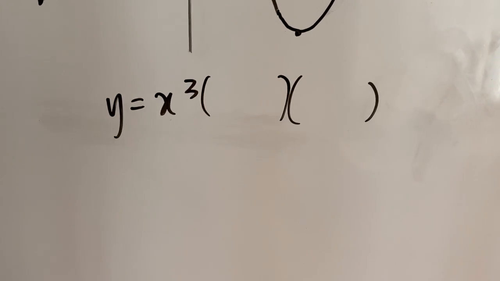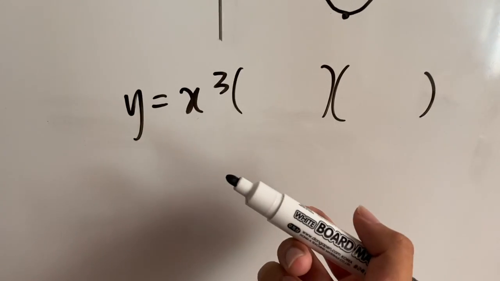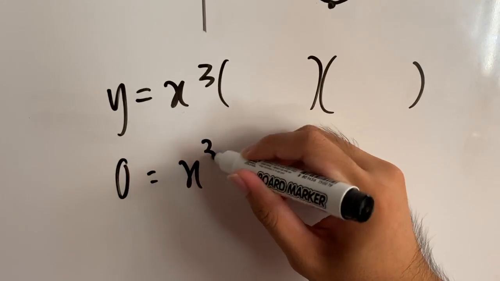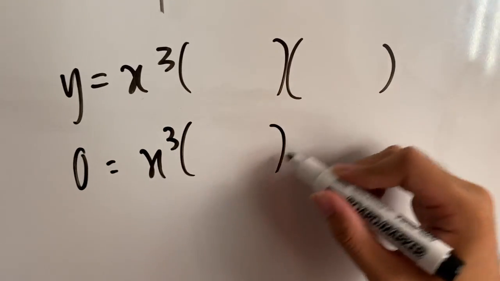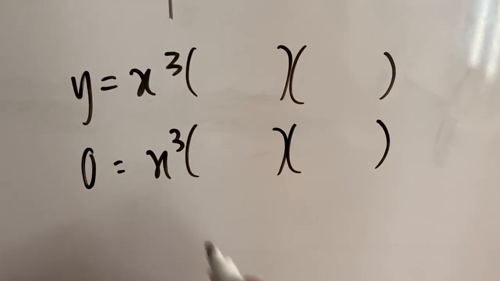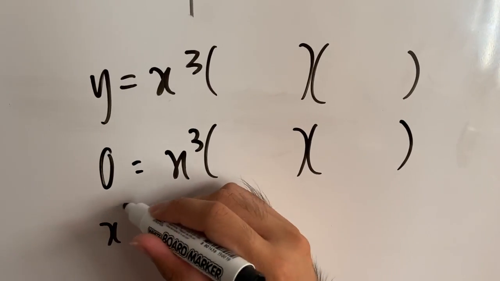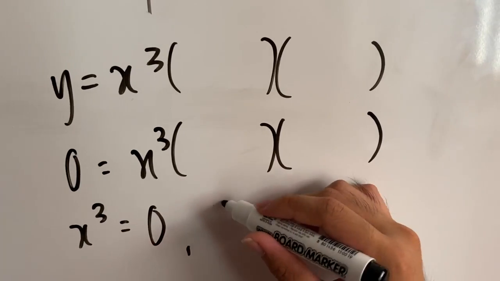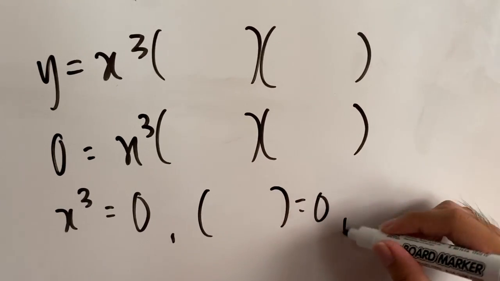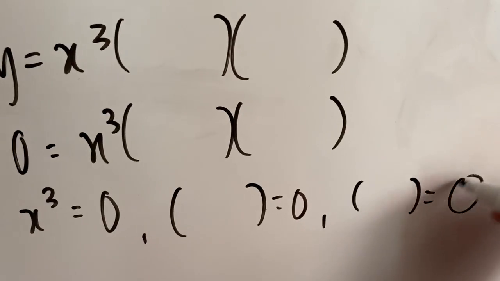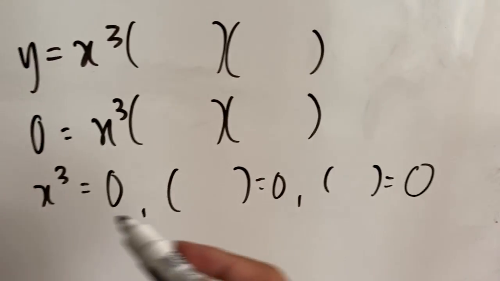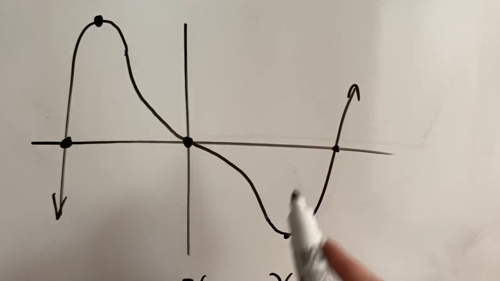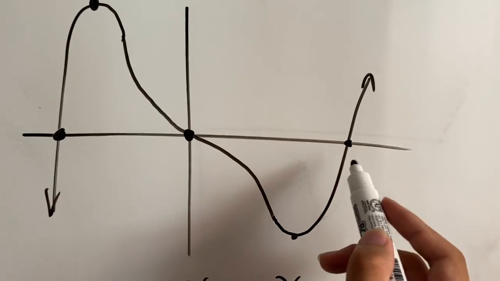Whenever I want to find my x-intercepts, I always let y equal 0, right? And when y is equal to 0, then I have x cubed times this, and then all of those things is going to equal 0, right? X cubed equals 0. I'll have this bracket equal to 0, and I will have another bracket equal to 0. And what this means is I actually have three x-intercepts on my graph, right? And I have 3 x-intercepts right here.